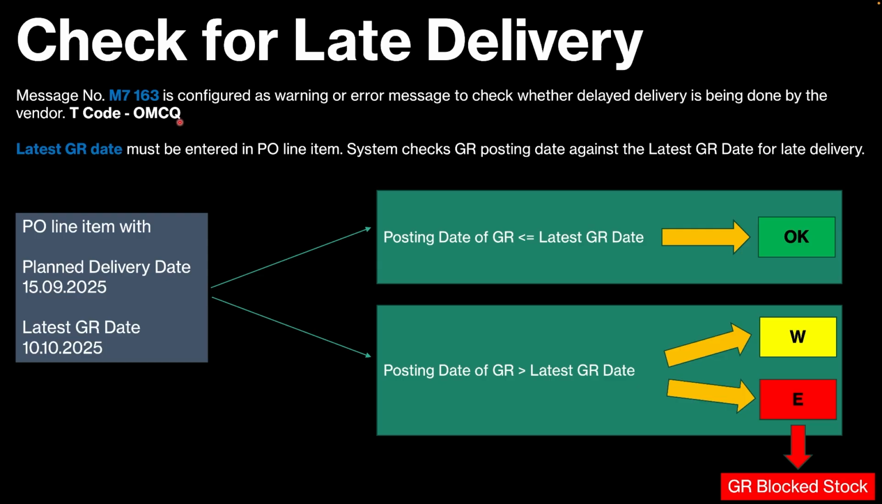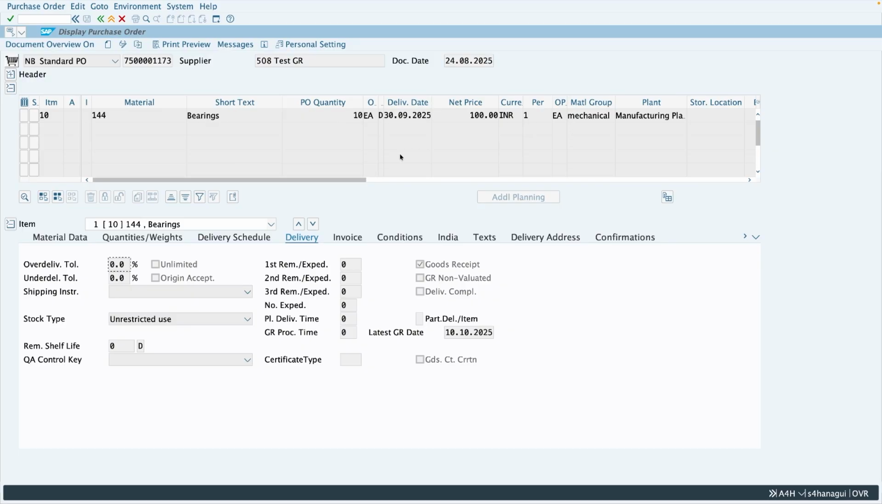So now let's see in SAP how we can configure both these messages and then how the system behaves. So let's move on to SAP now. You can see we have this PO line item with planned delivery date as 30th of September and latest GR date is 10th of October. Now let's first configure the message for early delivery.